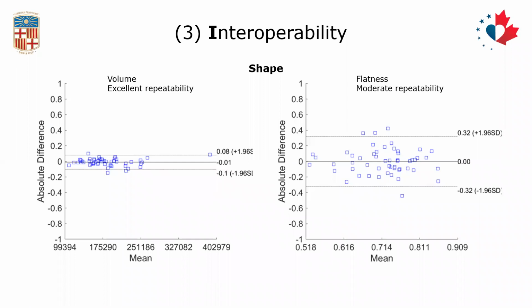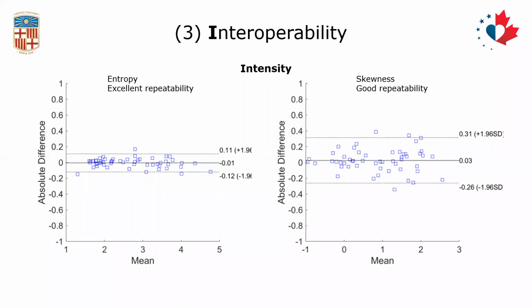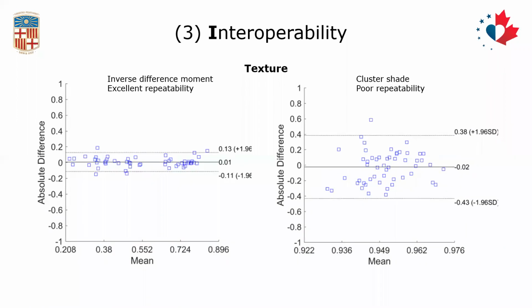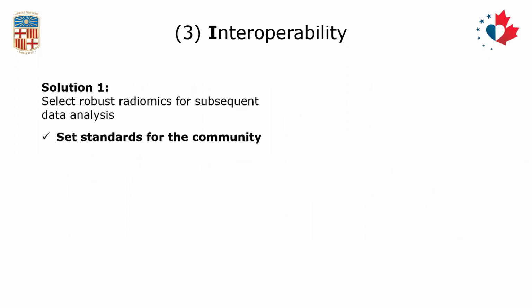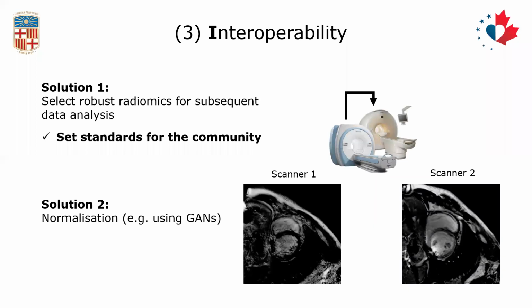These are some examples. As you can see, these are normalized Bland-Altman plots. You can see the difference between a feature that has excellent repeatability, for example, the volume, versus flatness that has a moderate repeatability. Entropy has excellent repeatability, versus skewness with good repeatability. And then a texture descriptor, inverse difference moment, excellent repeatability, versus cluster shade that has poor repeatability. So this allows us to come up with a solution to enable increased interoperability: to select the radiomics that are robust and only use those as standardized features to perform cardiac image quantification. That's one solution. Another solution would be to perform normalization and image synthesis, and a lot of people are working on this using GANs, for example.